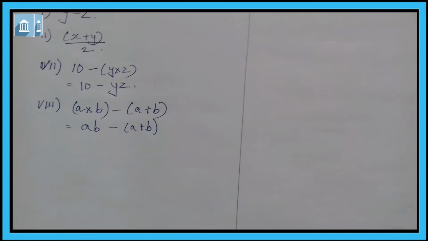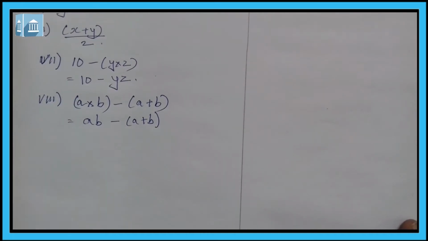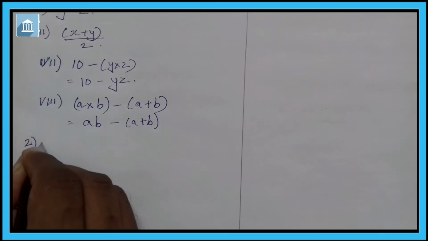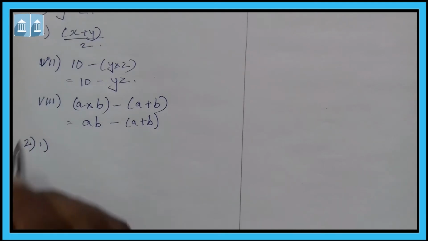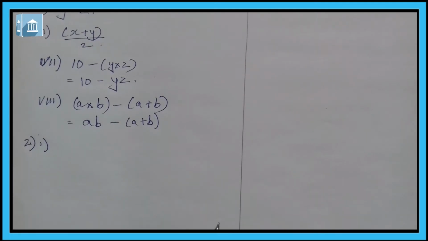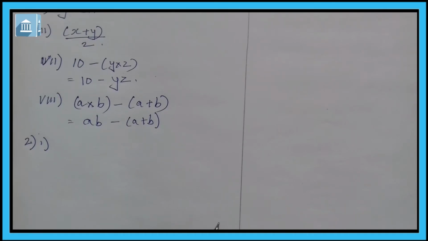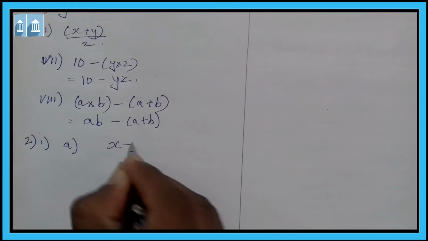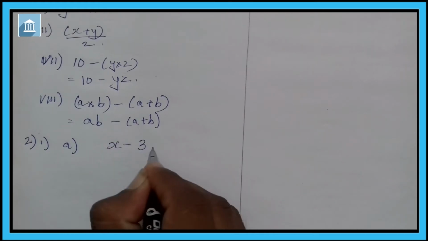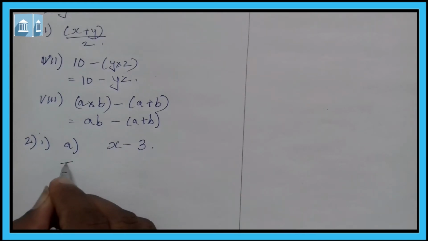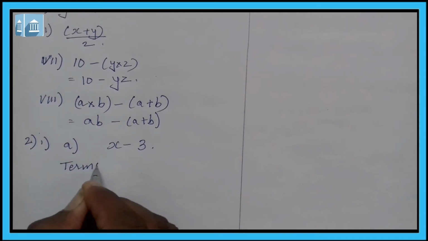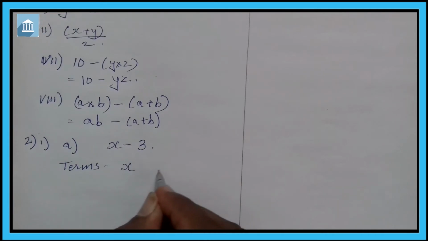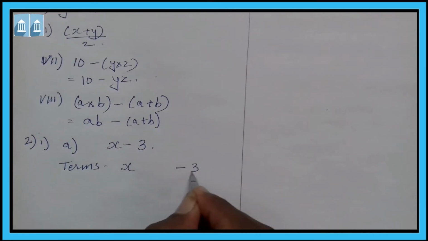Now let us see question number 2. In question number 2, the first one says identify the terms and their factors in the following expression. Show the term and factor by tree diagram. Okay, here we have to show it by tree diagram. So the first one is x minus 3. First we have to find out the terms. So the terms are here x and the second is minus 3.